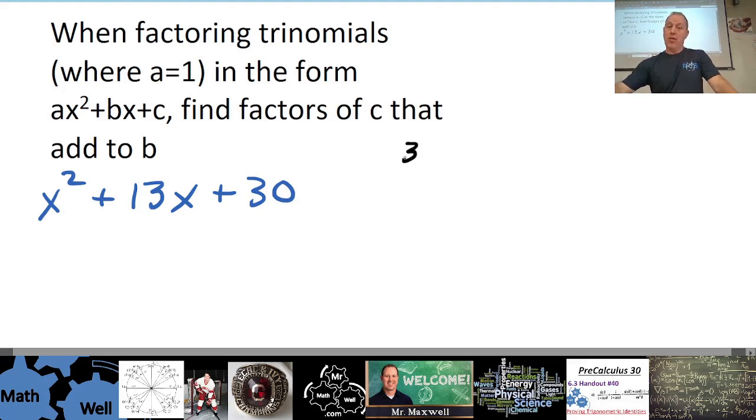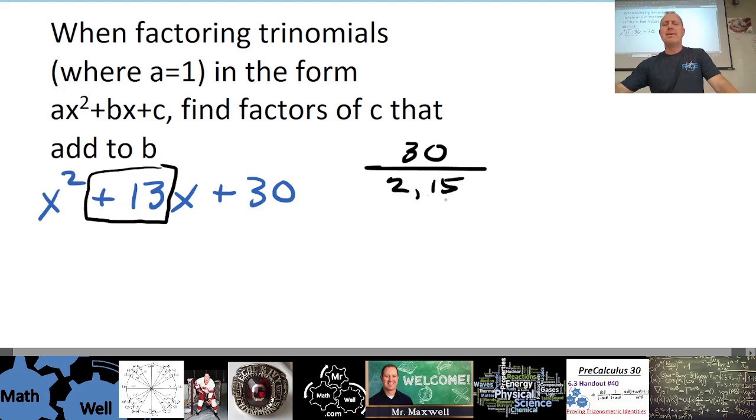I want to focus on 30 and I want to think of all the factors of 30. Oh gosh, there's a lot of them. Do I have to list them all? I just have to list the ones that might add up to 13. That's what I'm looking for. So let's see. I can't think of it right away, so I'll just start listing them. 2 and 15, 3 and 10, 5 and 6, and then there's all the negatives. Well, this is a positive, so I'm going to focus on the positive ones first. So are there any of these pairs of factors that add up to positive 13?